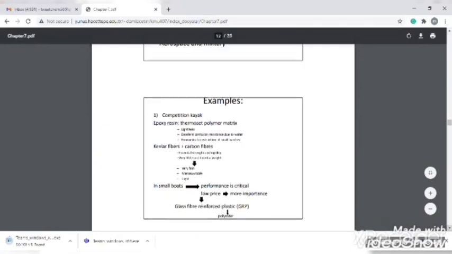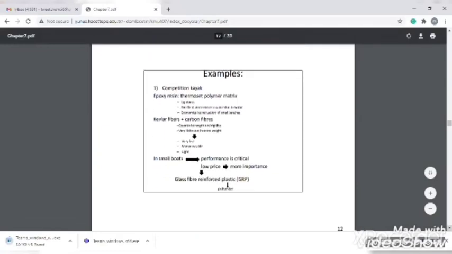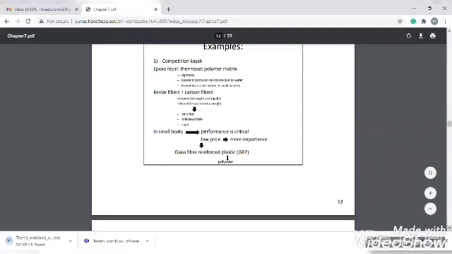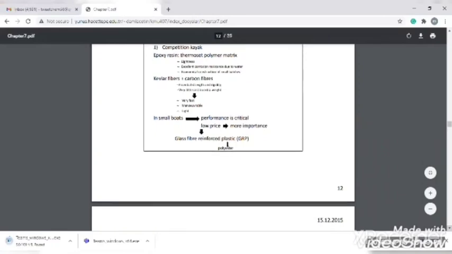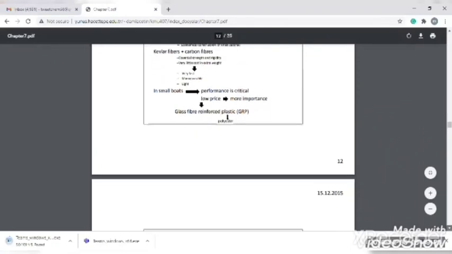the military. And these are some examples of composites: epoxy resins, thermoset polymers, matrix lightness, excellent corrosion resistance, and economical construction in small batches. And Kevlar polymers plus carbon fibers give essential strength and rigidity, very little cost in extra weight, and very fast and light small boats. Where performance is critical, low price is of more importance, and glass fiber reinforced plastic, GRP, and the polyesters.